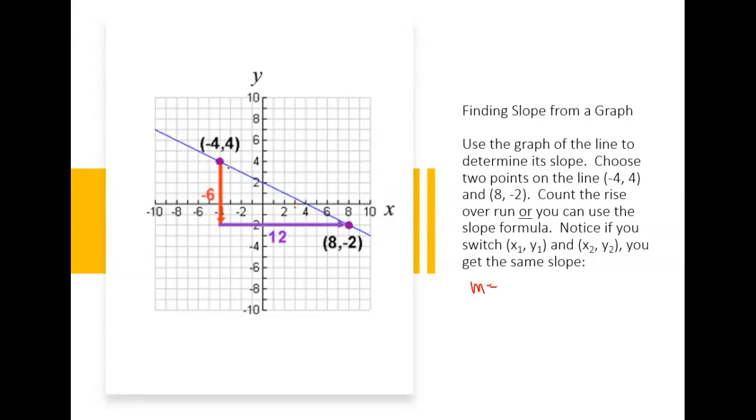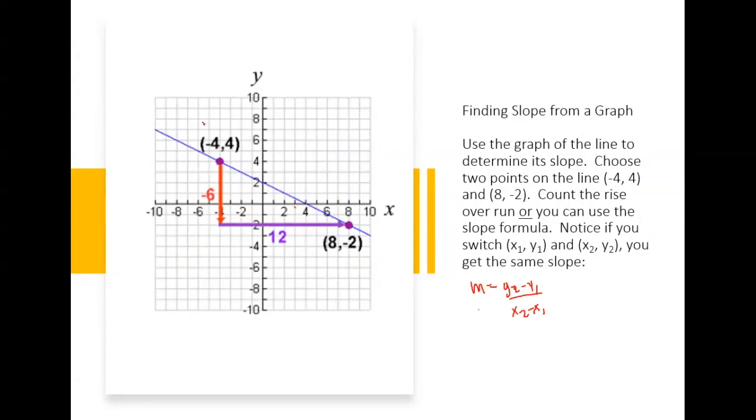So from here to here, if I'm looking at my graph, I'm going to see how many I go down till I reach this point. So I go down 6 and I go over 12. So your rise would be -6 over your run, which would be 12. Now we can also do y2 minus y1 over x2 minus x1.